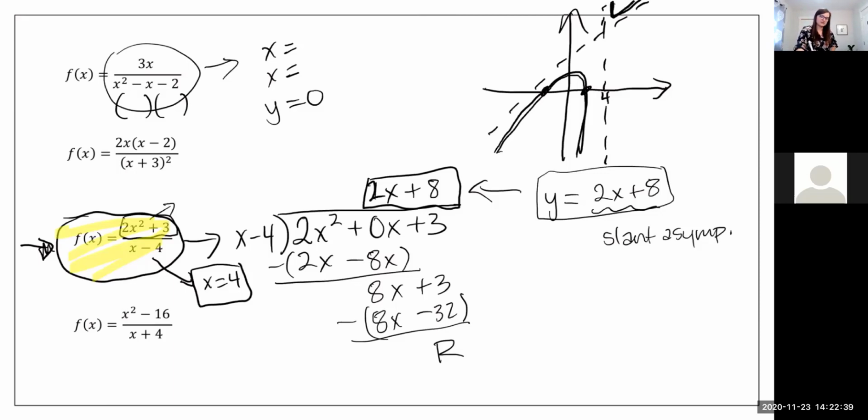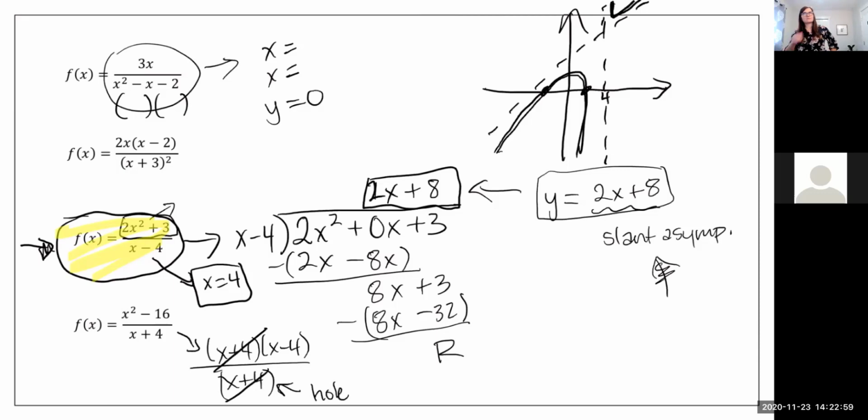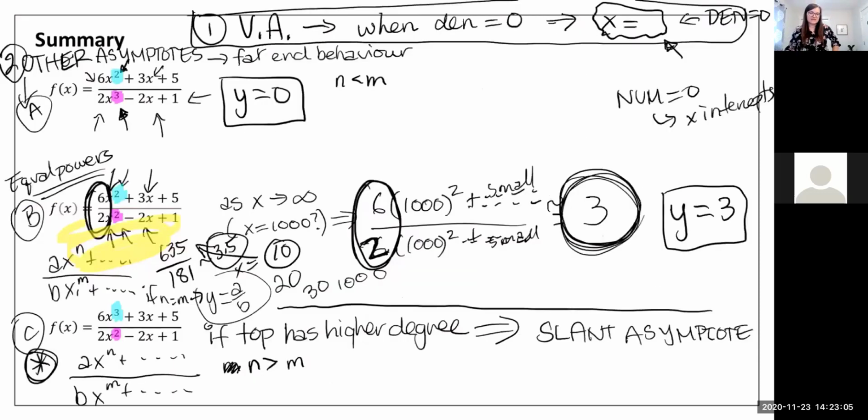That doesn't cancel out. Like you can see this one here: when I factor it, this cancels out, so it reduces, and this will have a hole, and it's just going to be whatever y equals x minus 4. It'll be a line with a hole. But if it doesn't cancel out, then we get that slant asymptote. Those are your 3 cases.